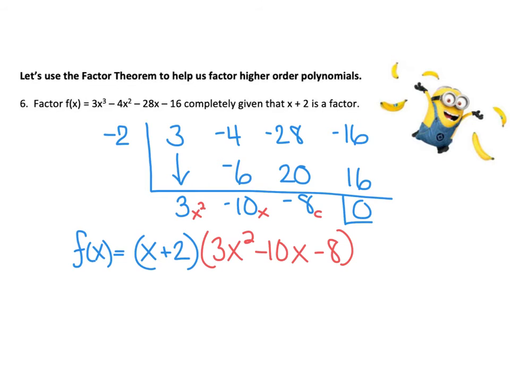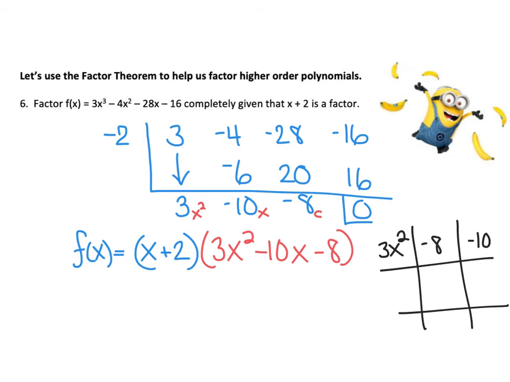But I'm told to completely factor this. Well, now I have a quadratic, and I'm just going to, off on the side, try to factor it further. There is no greatest common factor, so I'm going to jump right to my tic-tac-toe method. My factors of 3x squared would be 3x and x. Factors of negative 8 would be 1 positive and 1 negative, and then 2 and 4 and 8 and 1. I'm going to try 2 and 4.